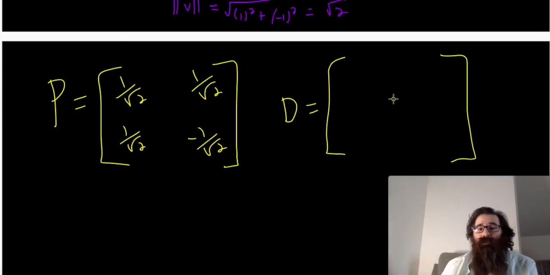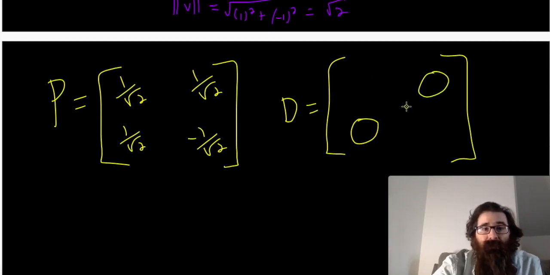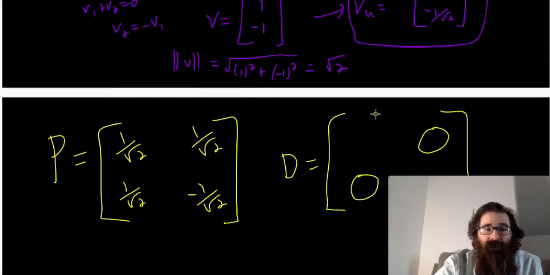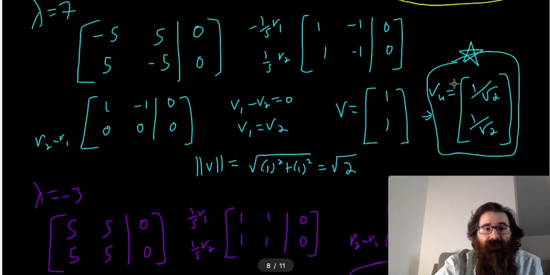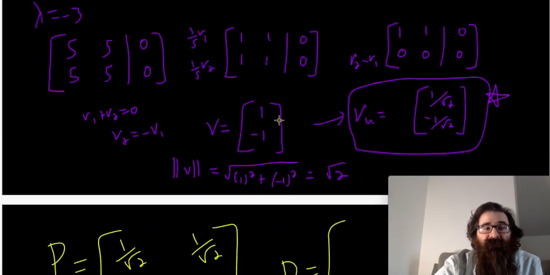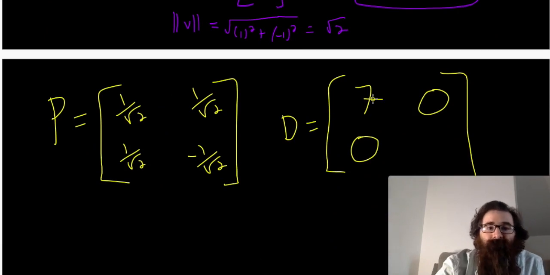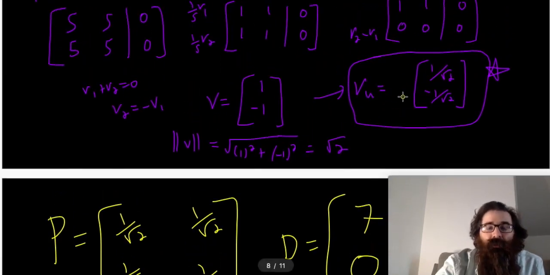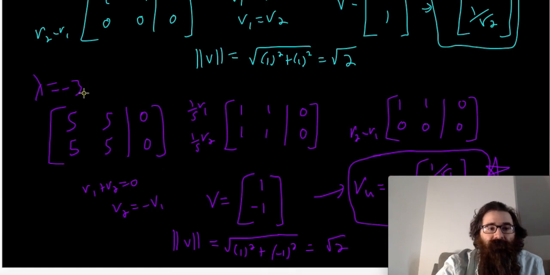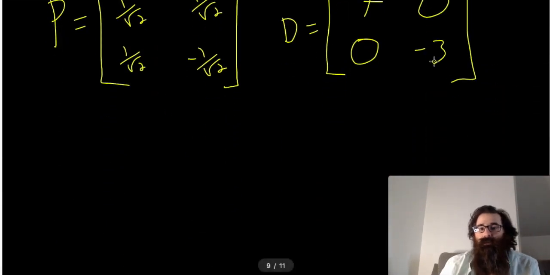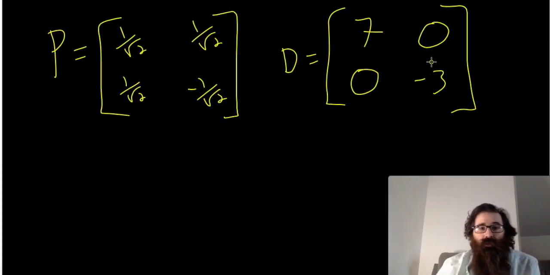And it is a diagonal matrix, so I already know I got some zeros that are off the main diagonal, but on the main diagonal, I have to be careful. I need the eigenvalues that correspond respectively to how I built the columns of P. So that first column of P was built off of the eigenvalue 7, so you know what to do, put that 7 there. Second column of orthogonal matrix P, that eigenvector came from eigenvalue negative 3, so we adjust that accordingly.